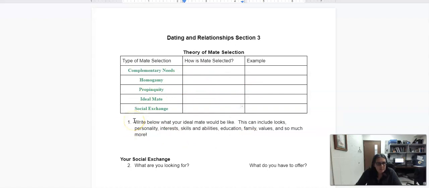And then it says right below, what your ideal mate would be like. This includes anything, like looks, personality, interests, skills and abilities, education, family values, way more. Okay, so this should be fairly detailed. If you don't know, think about it for a little while.